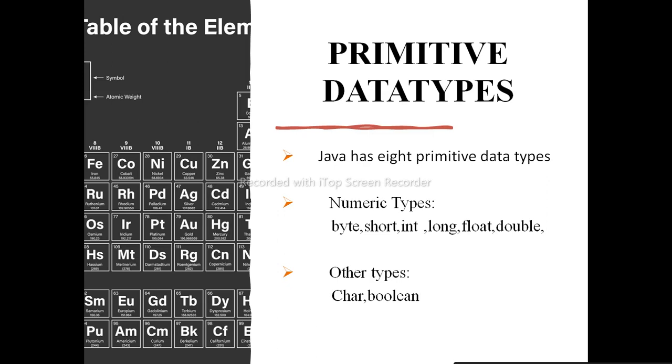Byte stores 1 byte of data, short stores 2 bytes of data, int stores 4 bytes of data. These are all numeric data. And long stores 8 bytes of data, and float stores 4 bytes of fractional data, and double stores 8 bytes of fractional data. And other types are char and boolean. Char stores a single character value, and boolean stores a single bit of data, either true or false.